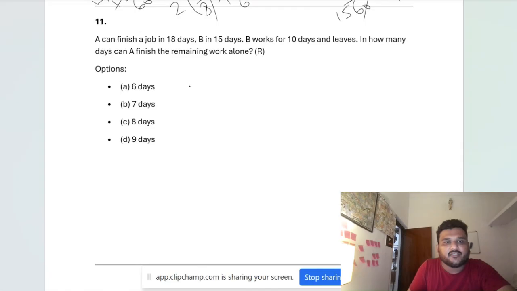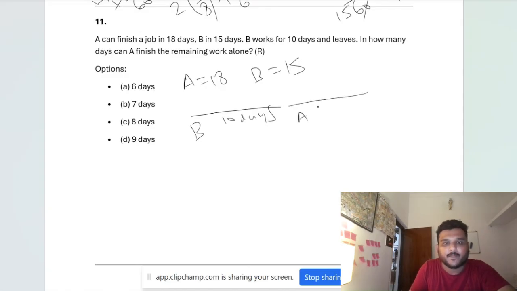So it's saying that A can finish a job in 18 days, B can finish a job in 15 days. B works for 10 days, so it's only B working for 10 days, and it leaves. In how many days can A finish the remaining work? Let's say X days A can finish the remaining work.